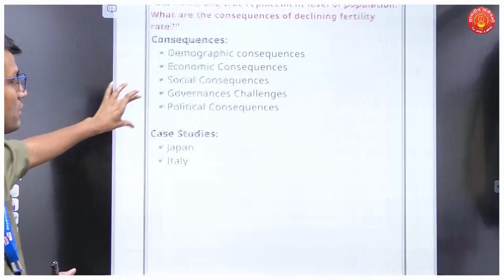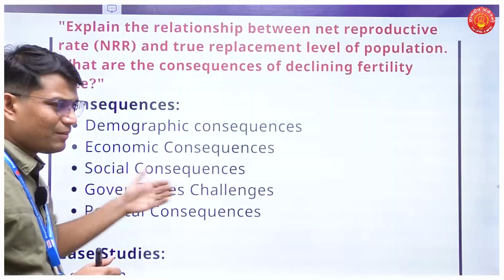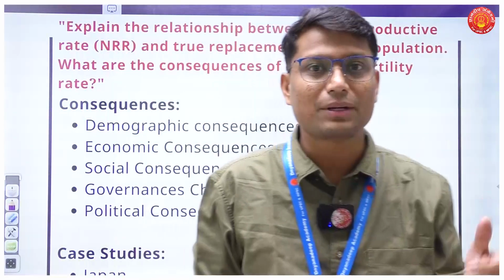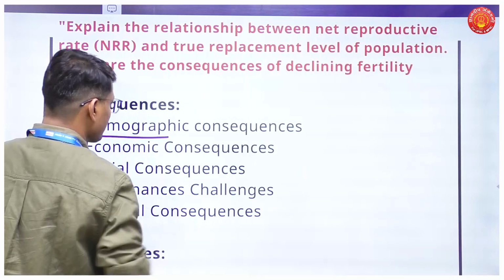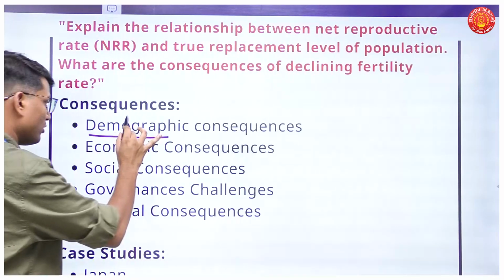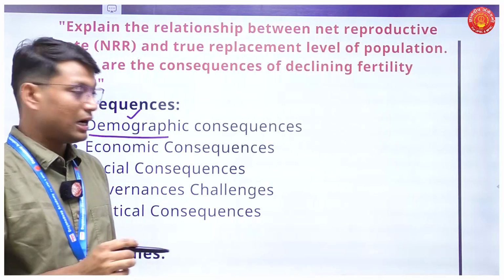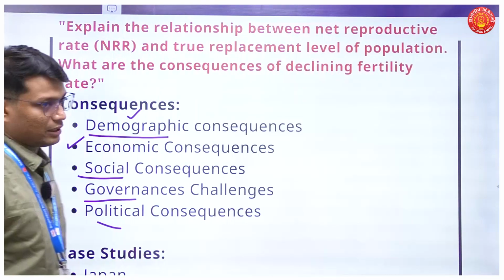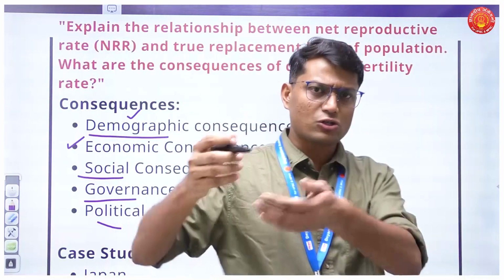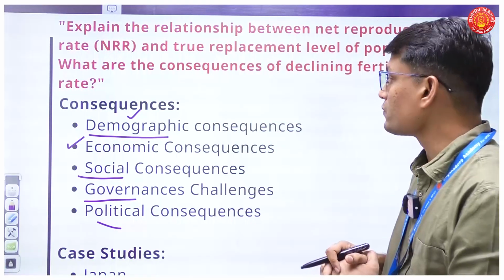Now, when it comes to consequences, you can directly mention the consequences one after another, but I have a better approach here. I typically go for some subsections. If I am talking about consequences, I will talk about demographic consequences, then economic consequences, and social, governance, and political consequences. In between, you can also add some micro points or micro topics further.